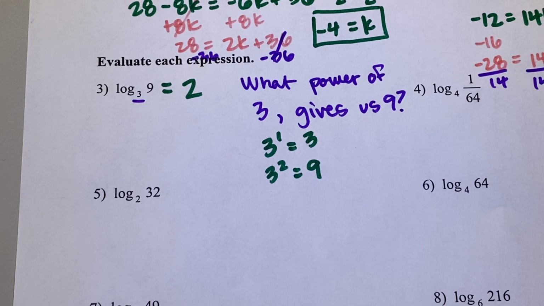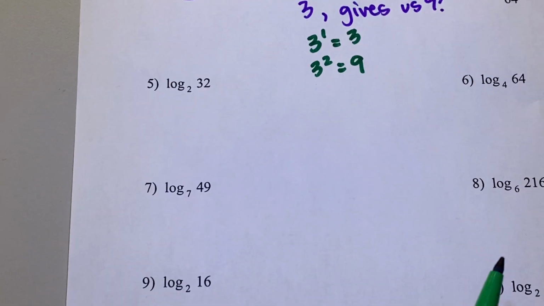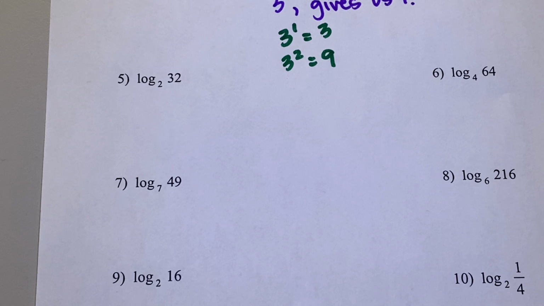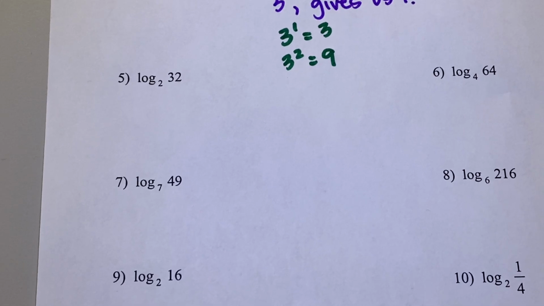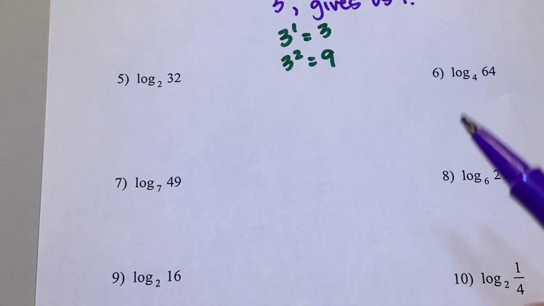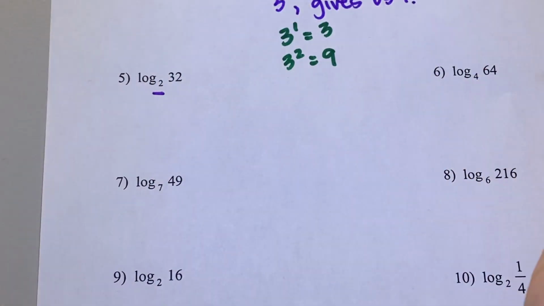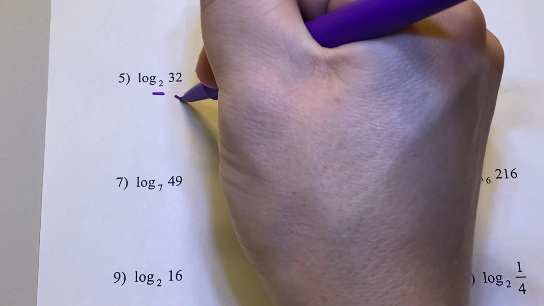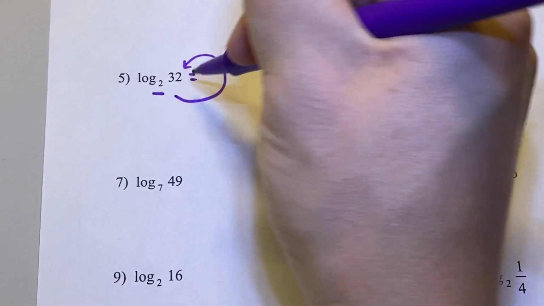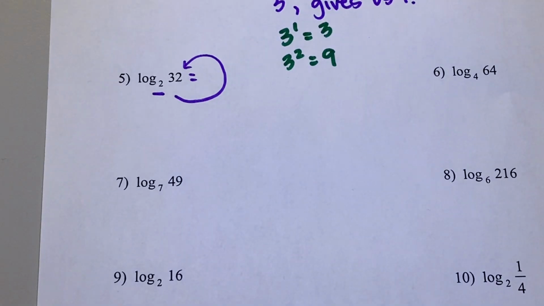Let's hold off with number 4. We'll come back to number 4. Okay, let's look at number 5. Again, do you guys want to keep writing down the sentences? No? Let's just remind ourselves what it's saying. What power of 2 gives me 32? What power of 2 would give me 32?